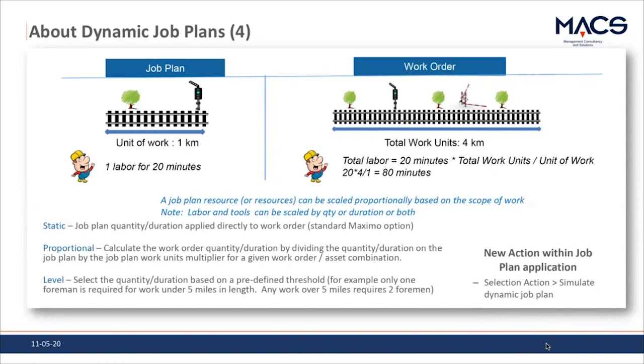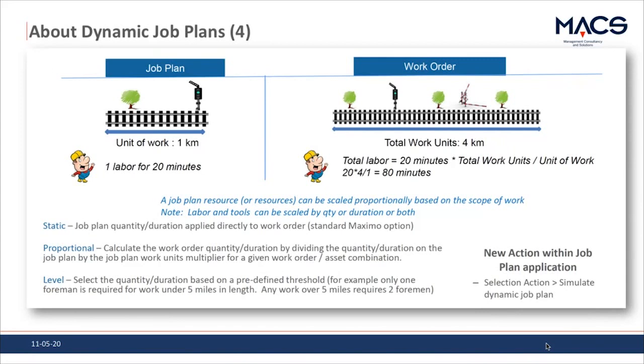If I then go to the last page of this, you can see the different possibilities you have here. A job plan resource can be scaled proportionally based on the scope of work, and labor and tools can be scaled by quantity or duration or both. That goes by a couple of calculation methods. The first one, of course, is the standard Maximo option, which is static: job plan quantity or duration applied directly to the work order. That is what Maximo does, as long as we know it, of course.